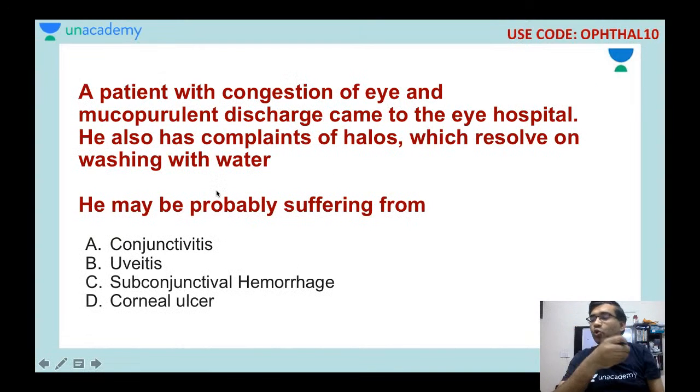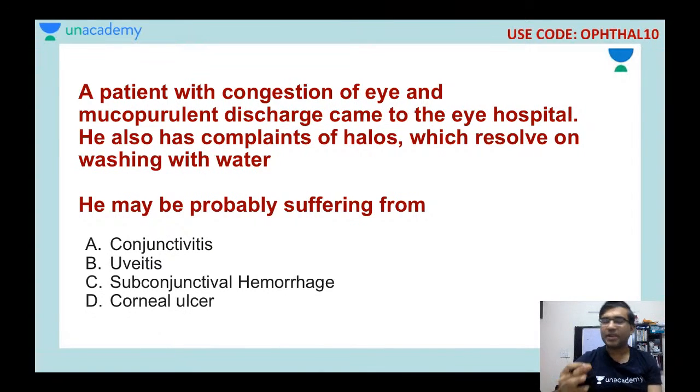Chalo, let's move to another clinical scenario. A patient with the congestion of eye and mucopurulent discharge came to the eye hospital. He also has complaints of halos which resolve on washing with the water. He must be suffering from which of the disease?